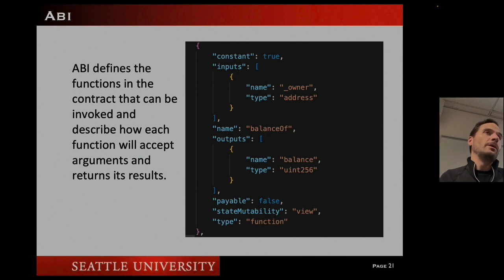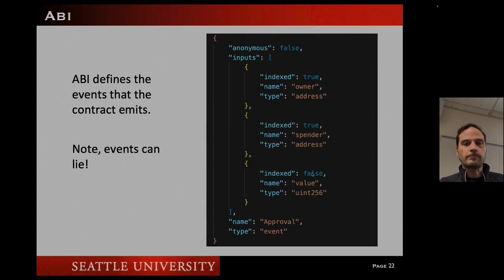Again, the ABI is only available if you make it available on Etherscan or you make your source code available so people can compile it themselves. If you don't have the ABI, you don't know the interface of the smart contract. So it's going to be very difficult for you to invoke it.